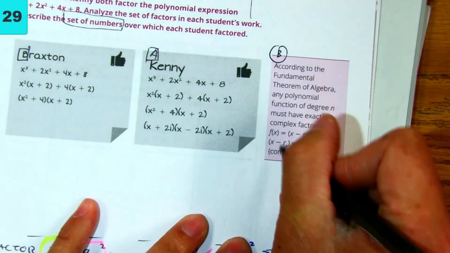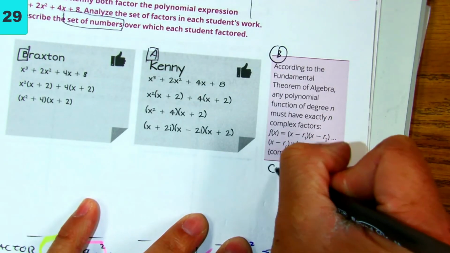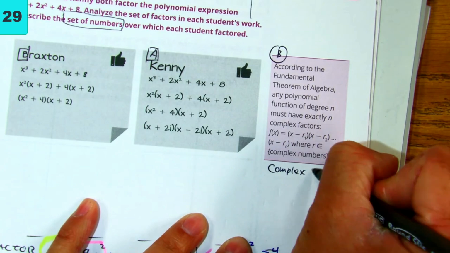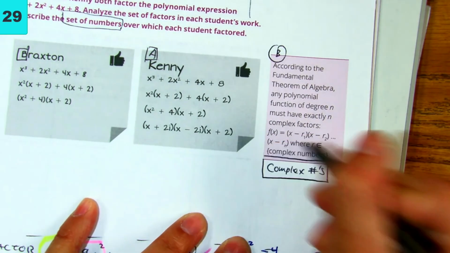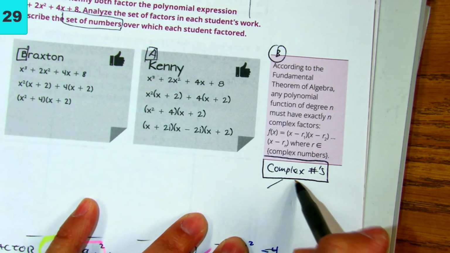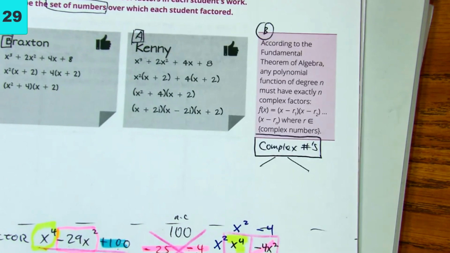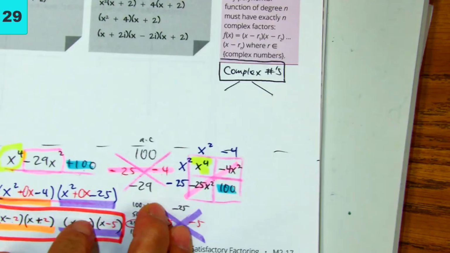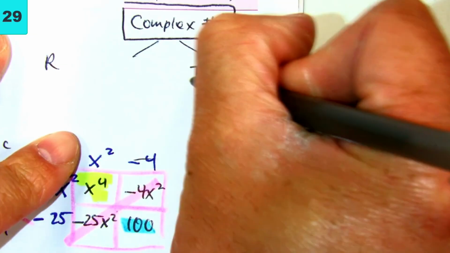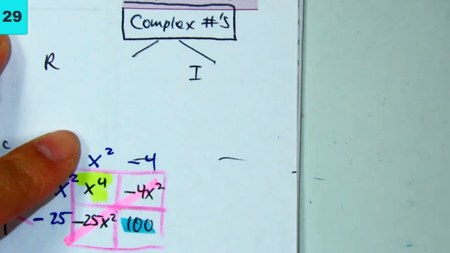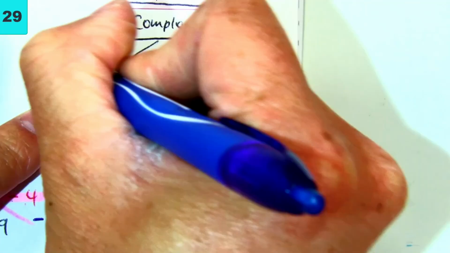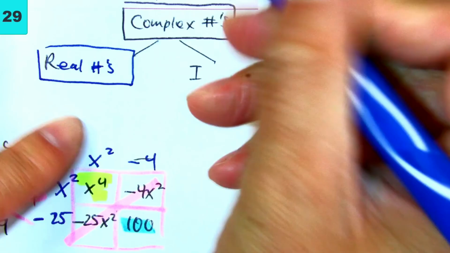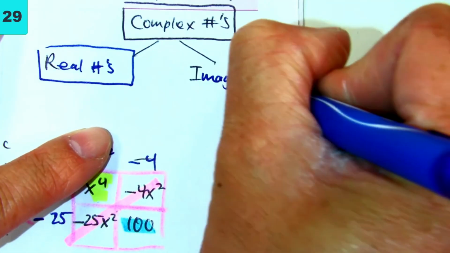So in the family of numbers, there are numbers called complex numbers. Write down this family tree. And in this family, complex numbers can be divided into, anybody know? What do you think those stand for? Real numbers and imaginary numbers.